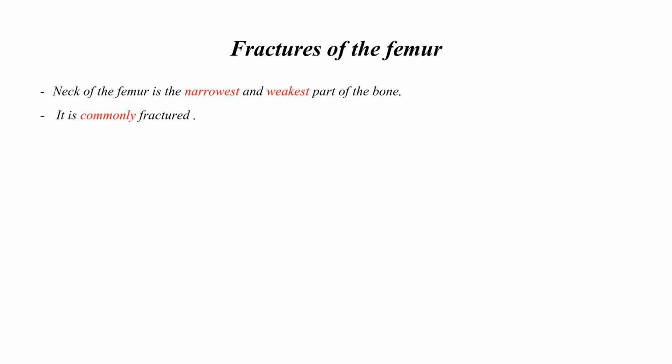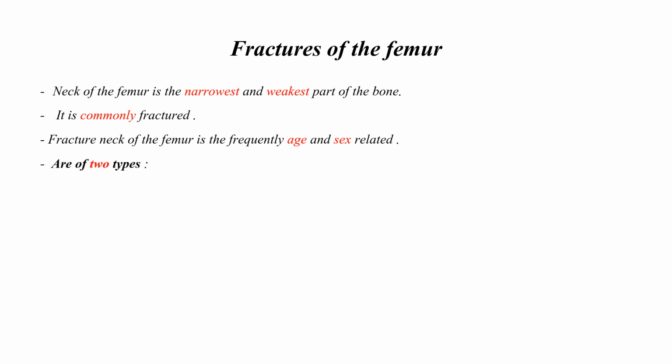Fractures of the femur. The neck of the femur is the narrowest and the weakest part of the bone. It is commonly fractured because it is the narrowest and the weakest part. Fractured neck of the femur is frequently age and sex related. It occurs more in females than in males. Also, it occurs in the elderly more than in young adults.